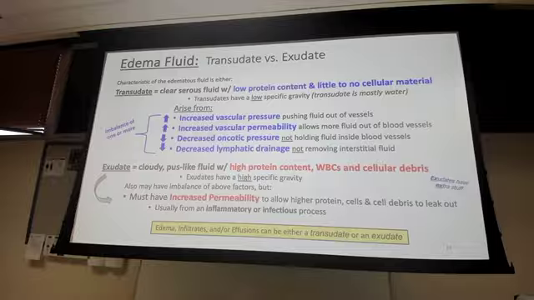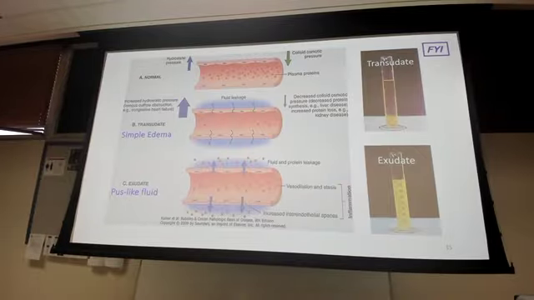So that's why sometimes you can get that sample to help you delineate that. Cool? Here's just another picture of what transudate looks like versus exudate. Transudate up here is clear. It has a little bit of color to it, but you can see through it, so it doesn't have much stuff in there. Versus exudate, it has proteins and white blood cells, so it's going to be a lot cloudier. It's going to look kind of like pus. So it has extra stuff in it.